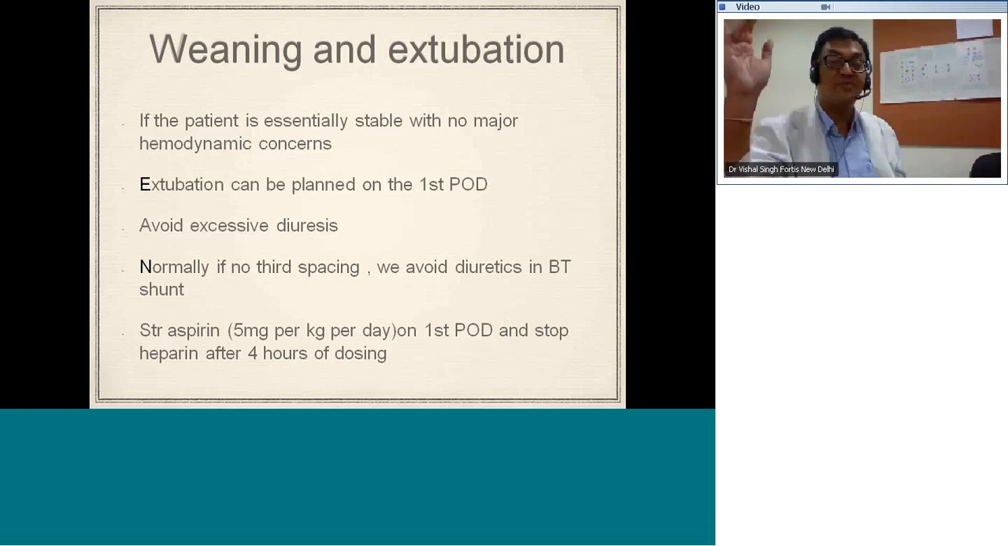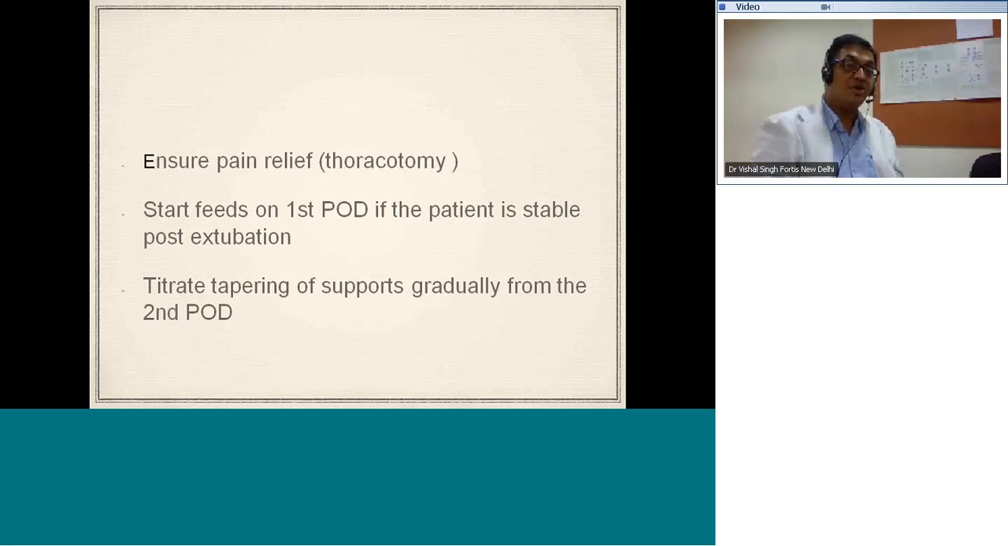Start aspirin at 5 mg per kg per day on the first POD and stop heparin after 4 hours of dosing. Ensure pain relief. Start feeds on the first POD as for any other extubated case, and titrate tapering of supports gradually from the second POD.